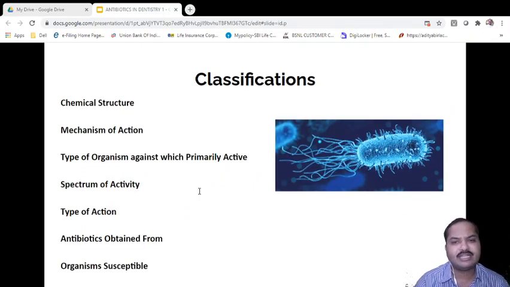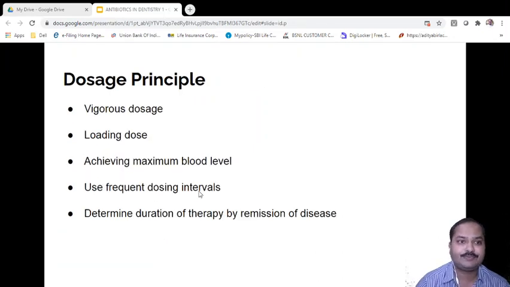Now, there have been various classifications which have been given for antibiotics, and you have studied them in your pharmacology lectures. These classifications have been based on the chemical structure, mechanism of action, the type of organism against which it is primarily active, spectrum of the activity of the drug, the type of action the drug has, the antibiotics from which they are obtained, and the organisms which are susceptible to it.